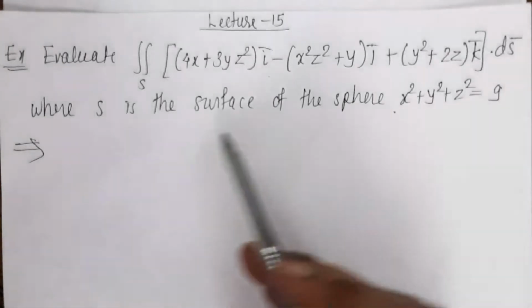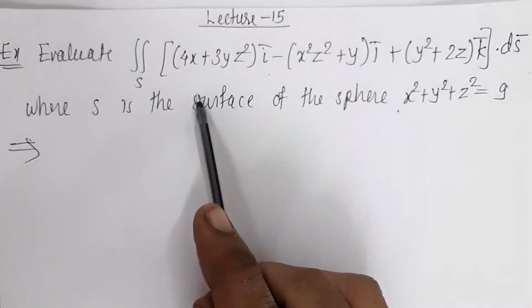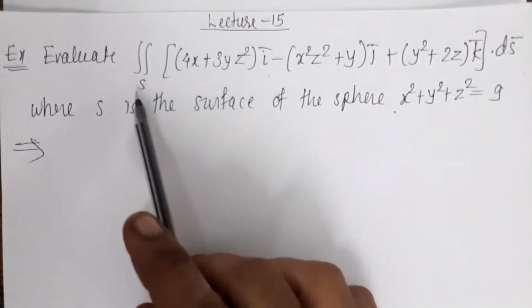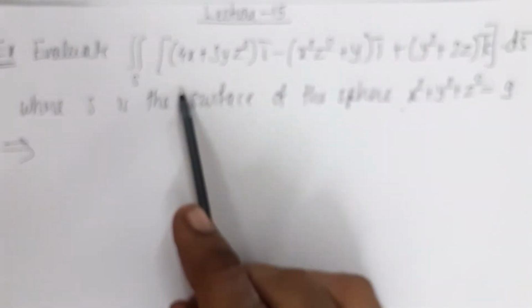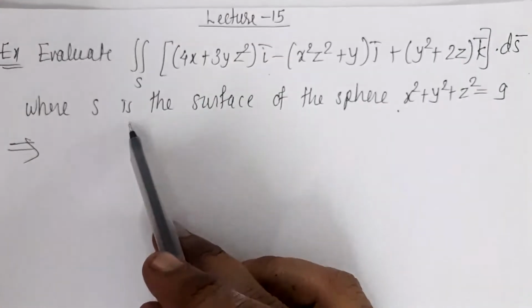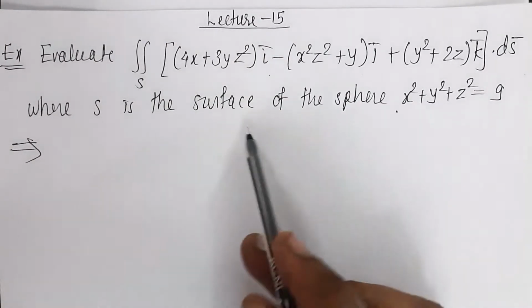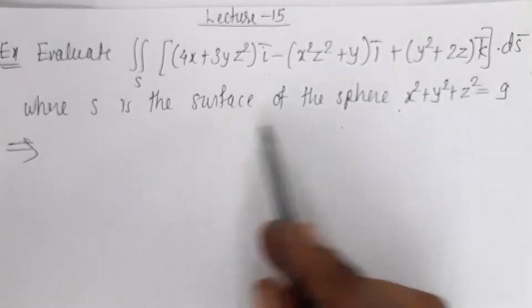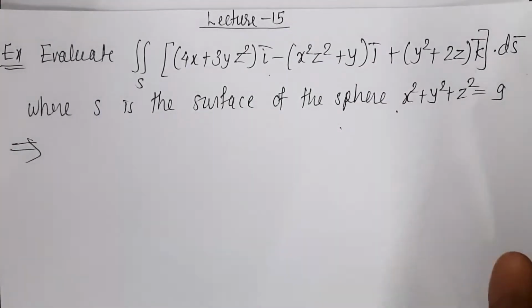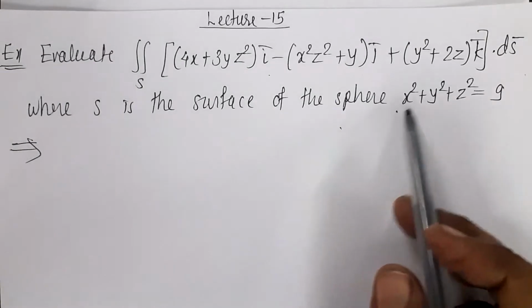Now again here the question is evaluate. Evaluate means we can directly evaluate the surface integral also. But first, see the surface. S is the surface of the sphere. Surface of the sphere means the complete curved surface, and on that curved surface we cannot find out n cap easily. That's why we have to go by using a triple integral.